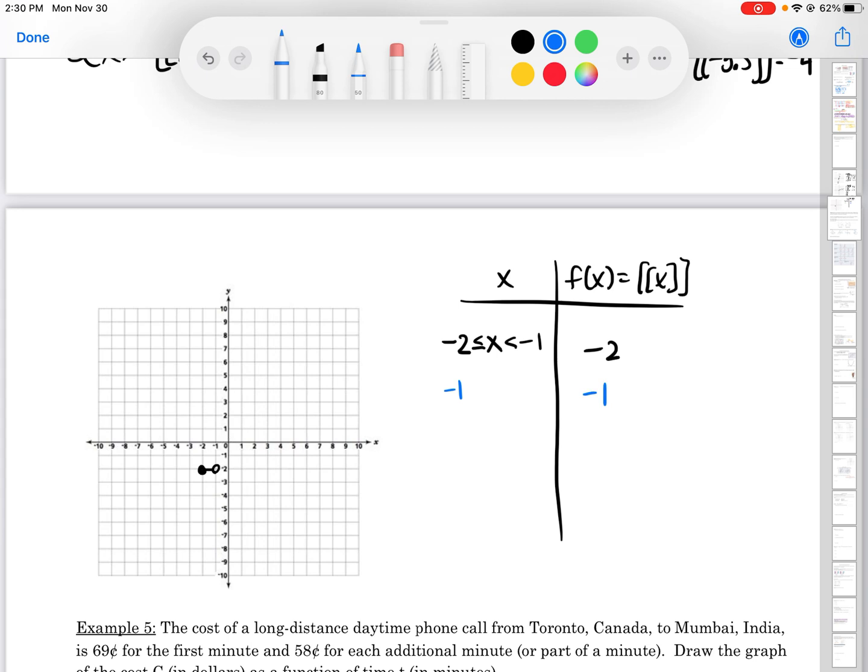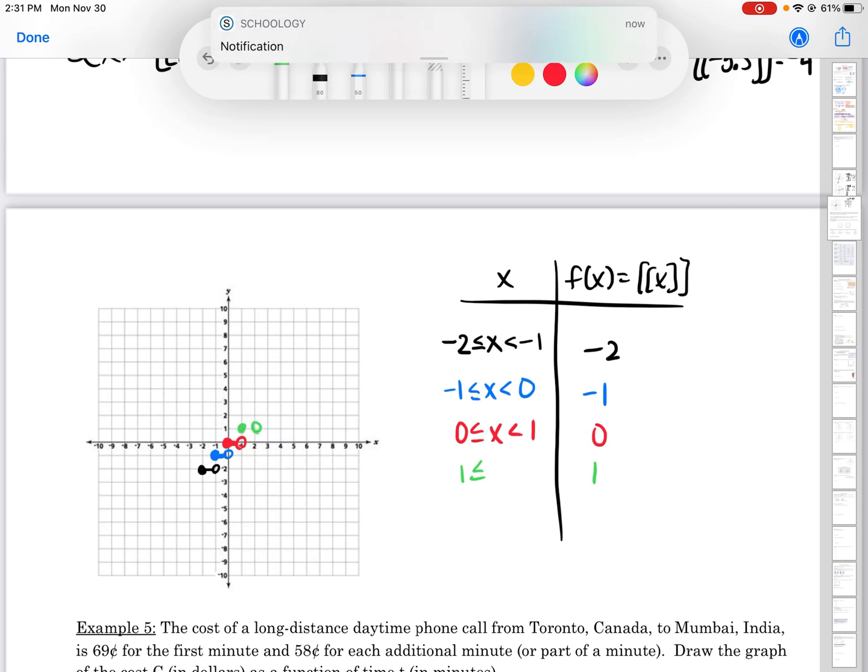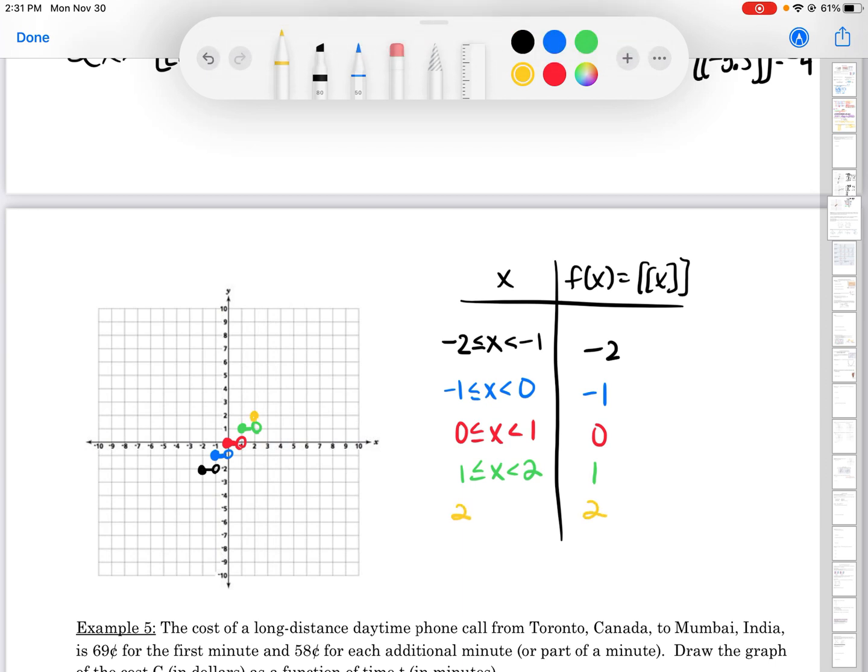Okay. How about -1? If I put in -1, now I'm going to get -1. If I put in -0.5, I still get -1. If I put in -0.25, I still get -1. Everything that is smaller than 0 is going to give me -1. If I put in 0, I should get 0. And everything that is smaller than 1 should give me 0. If I put in 1, I'm going to get 1. And anything smaller than 2 is going to give me 1. If I put in 2, I'm going to get 2. And anything smaller than 3 is going to give me 2.